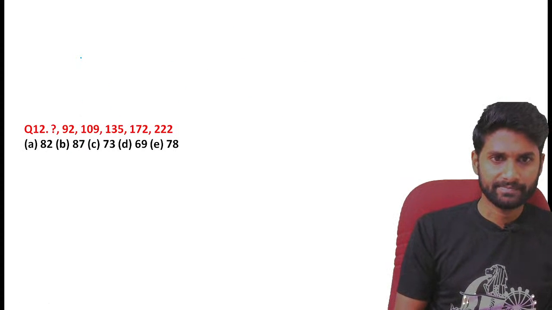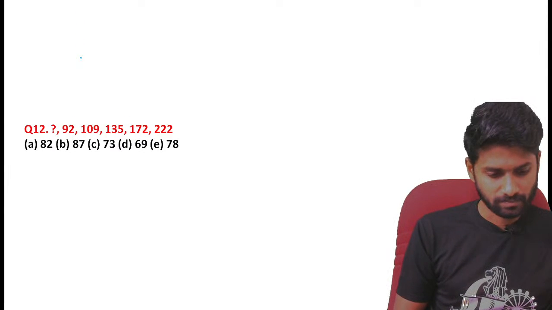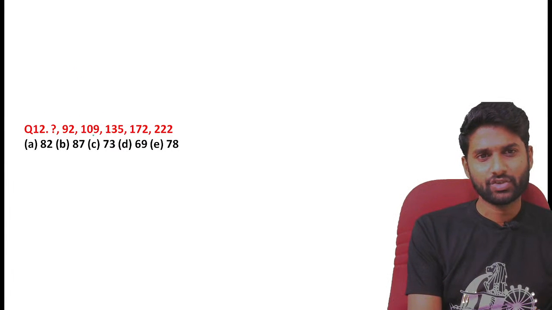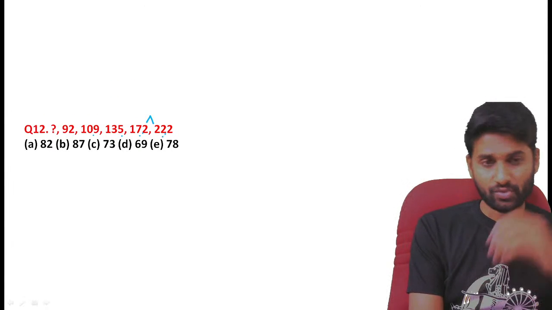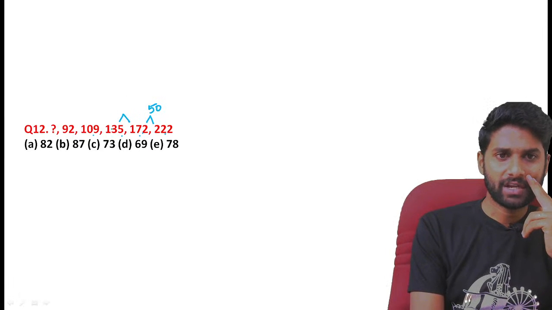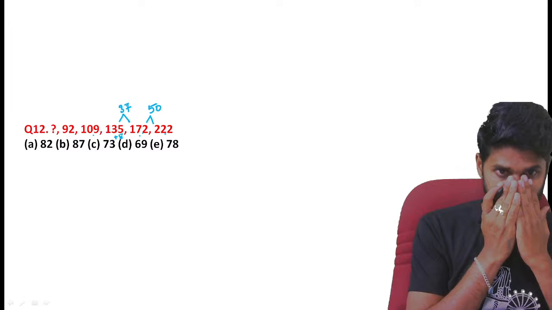Second question. So what is the number we can replace here? 92, 109, 135, 172, 222. We just find the difference. 172 becomes 222. We are increasing by 50. Now 135 becomes 172. If we add plus 5, 140, 32, it means we just add 37 here.